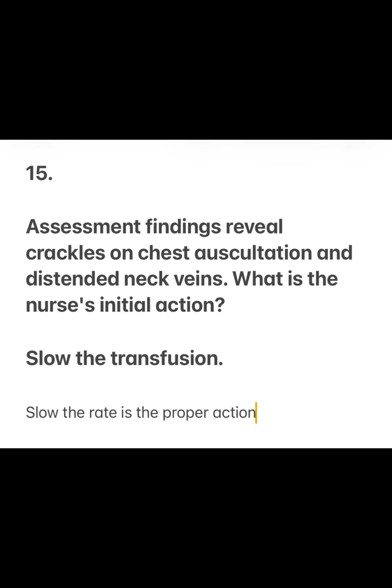Another point: if the nurse hears crackles on chest auscultation and sees distended neck veins, what is the nursing initial action? The initial action is to slow the transfusion. Slowing the rate is the proper action, because that means the patient is receiving too much blood at a faster speed, which is causing fluid overload. So you have to slow the transfusion if you see crackles on chest auscultation or distended neck veins.